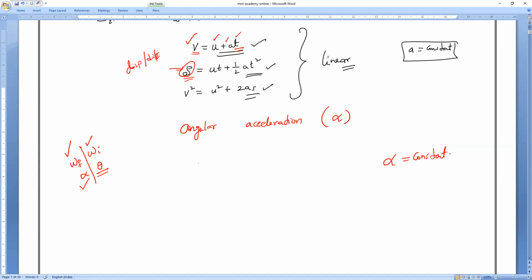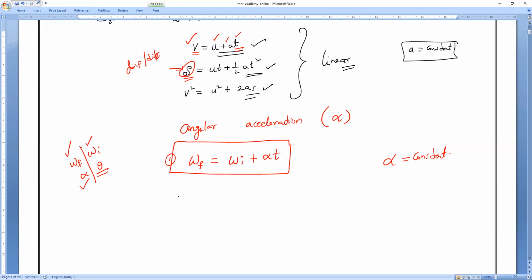Now you can rewrite the equations. First equation: final angular velocity equals initial angular velocity plus alpha t, where alpha means angular acceleration and t means time. Is it okay, Rudresh? Pradosh? Understanding?